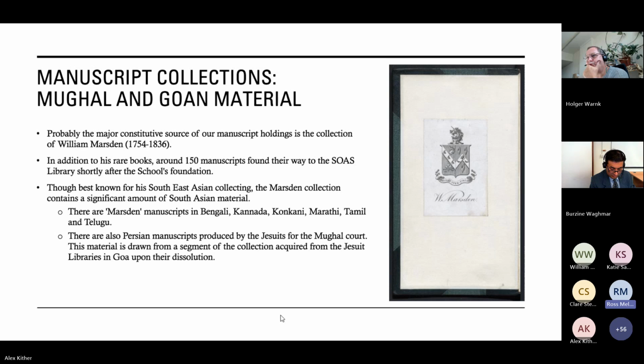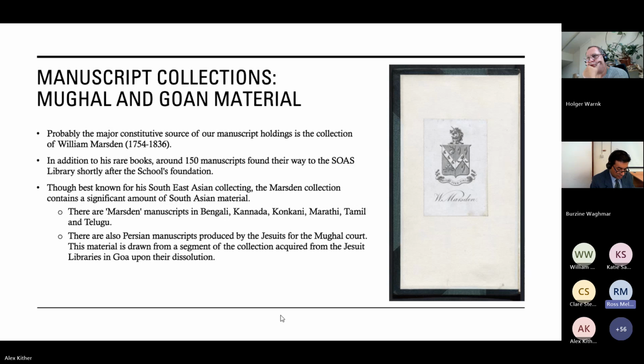Marsden manuscripts are present in various South Asian languages: Bengali, Kannada, Konkani, Marathi, Tamil, and Telugu amongst them. But as noted earlier, as well as these typically South Asian languages, as you might say, there's also quite a lot of Persianate material with direct connections to the subcontinent. So, for example, foremost amongst them are a group of Persian manuscripts produced by the Jesuits for the Mughal court.